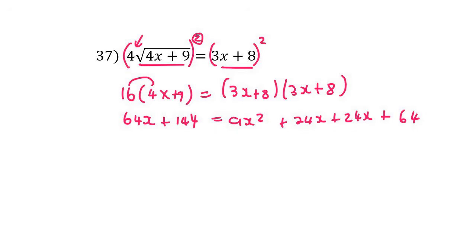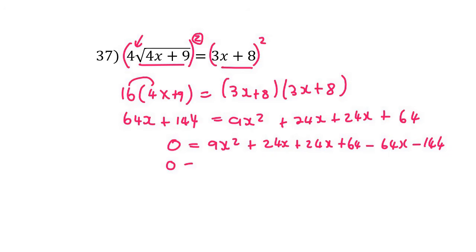Okay, so now I'm going to take everything to the one side. And so you're going to have this like that. Alright, and so 0 is going to be equal to 9x squared. Now I'm going to put all the x's together, so it's 24 plus 24 is 48, minus 64 is negative 16x minus 80. Now you can try dividing by 9.